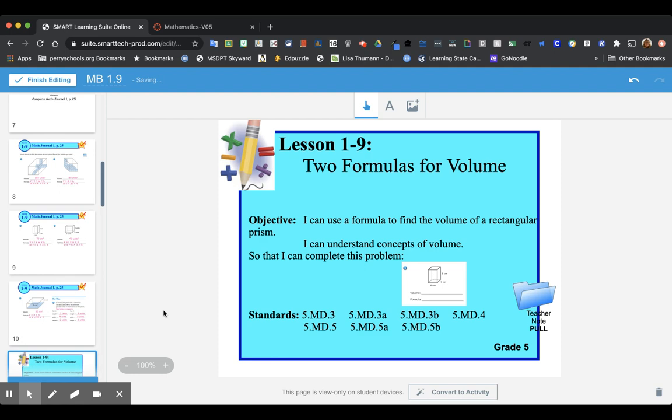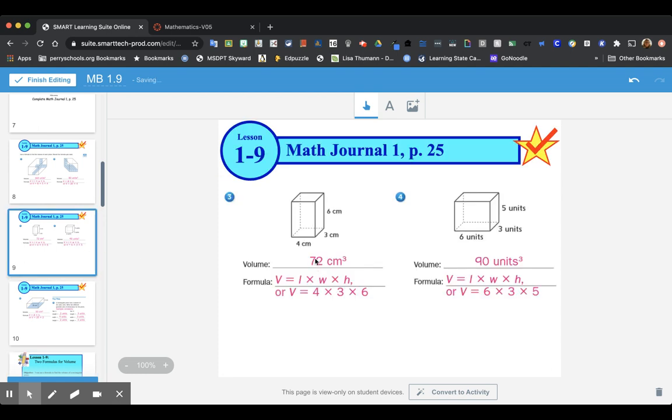Again, we learned about those volume formulas today. Volume equals length times width times height. Volume also equals the area of the base times height. And hopefully you were able to answer number 3 and get that correct, because that was our objective of learning, that it was 72 cubic centimeters.